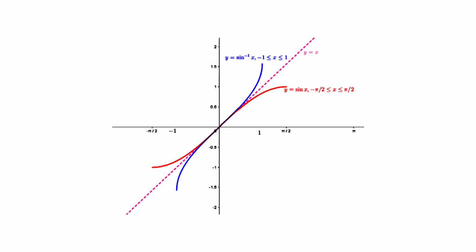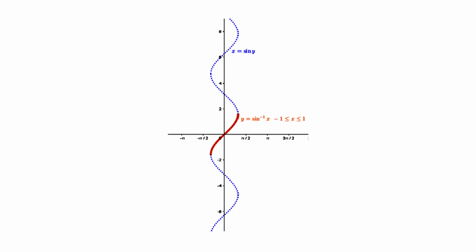We know that there are infinite number of angles that give the same sine value. Restricting to the closed interval minus pi by 2 to pi by 2 for taking the angle y gives the value of the sine function exactly once. Also, we note that the graph of y equal to sin inverse of x with minus 1 less than or equal to x less than or equal to 1 is a portion of the curve x equal to sin y.